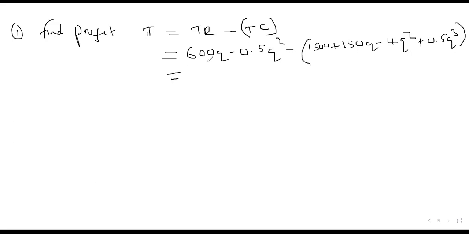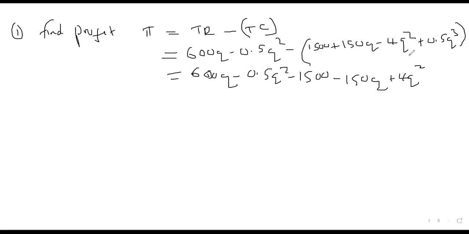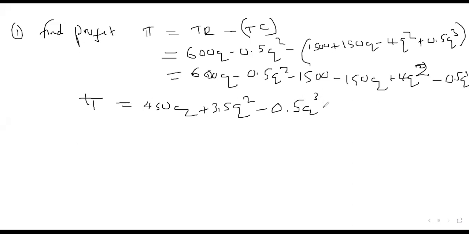So you now expand this. So 600Q minus 0.5Q squared minus 1,500. Then this will give us minus 150Q plus 4Q squared, because this is a negative. This will give us a positive, then minus 0.5Q3. Then here we are going to just do the like terms. 600 minus 150, we're going to get 450Q. This one minus 0.5Q squared, plus 4Q squared. What are we going to get? We're going to get a positive 3.5Q squared. Then the minus 0.5Q to the power 3 will be alone, and minus 1,500 will be alone. So step 1, find the profit function.